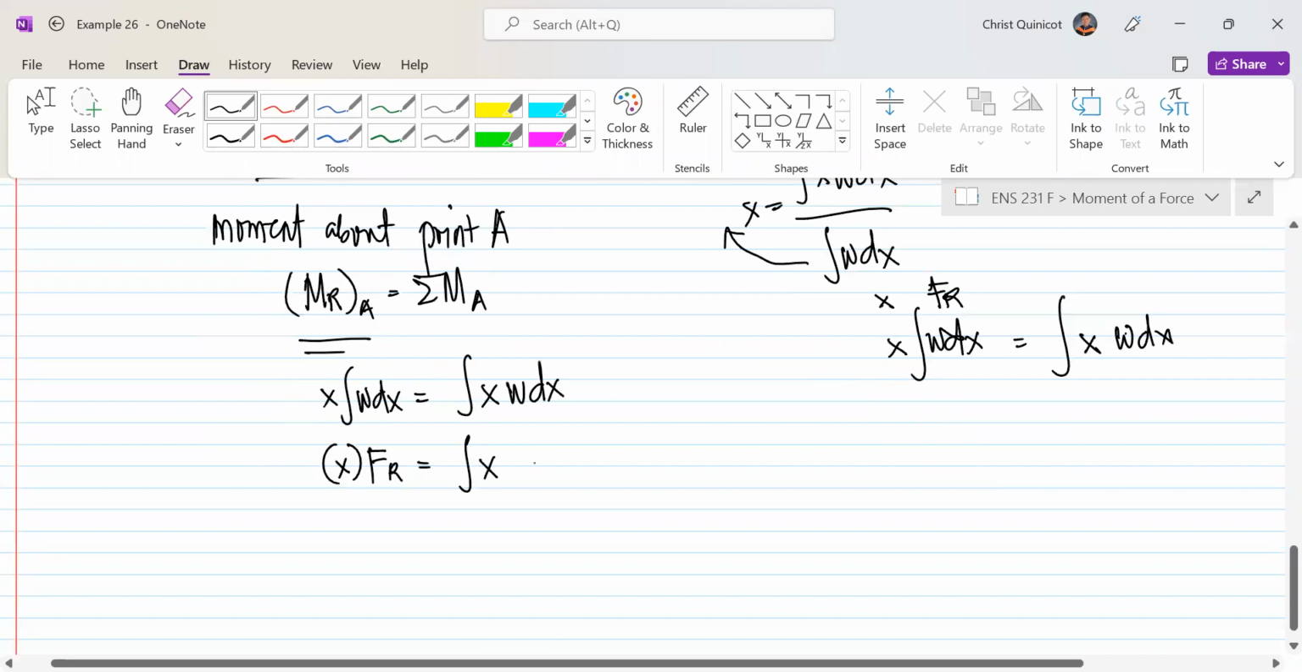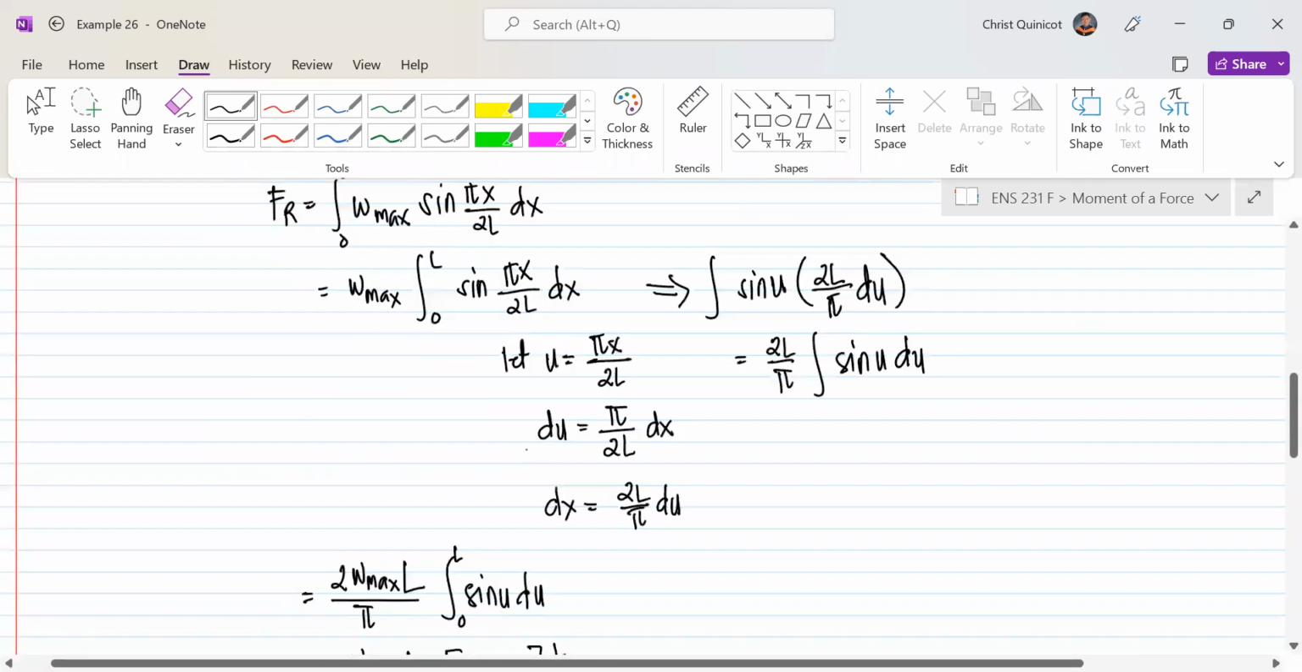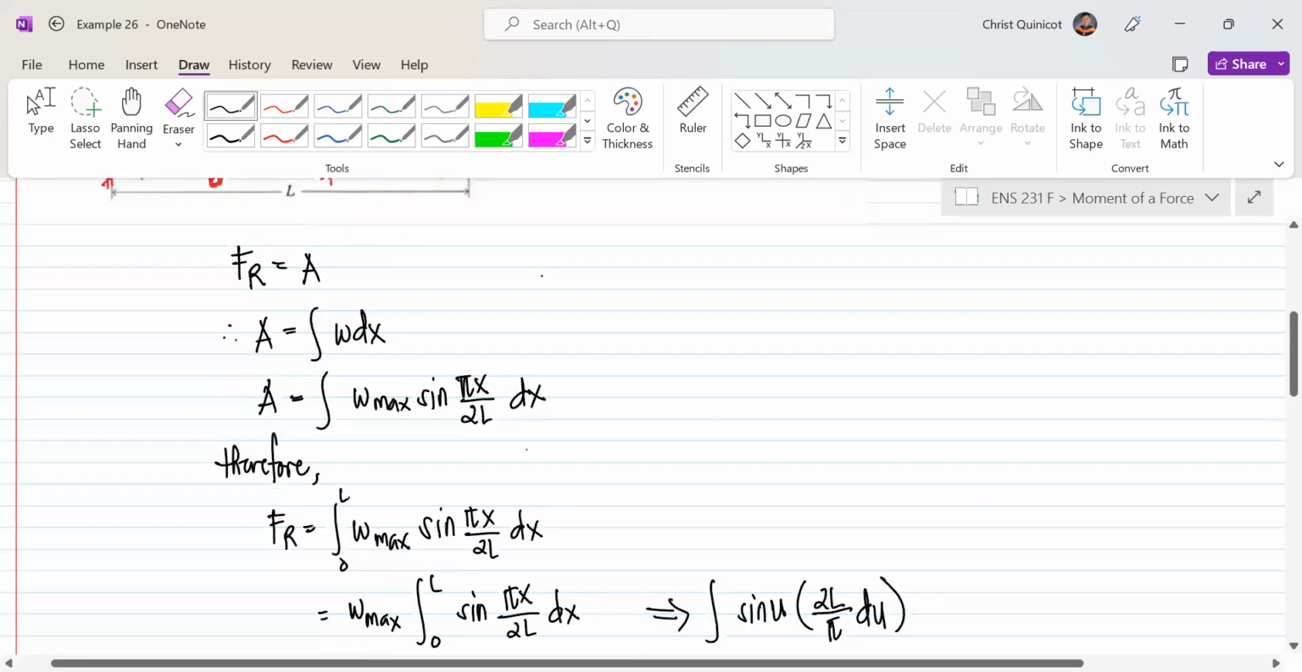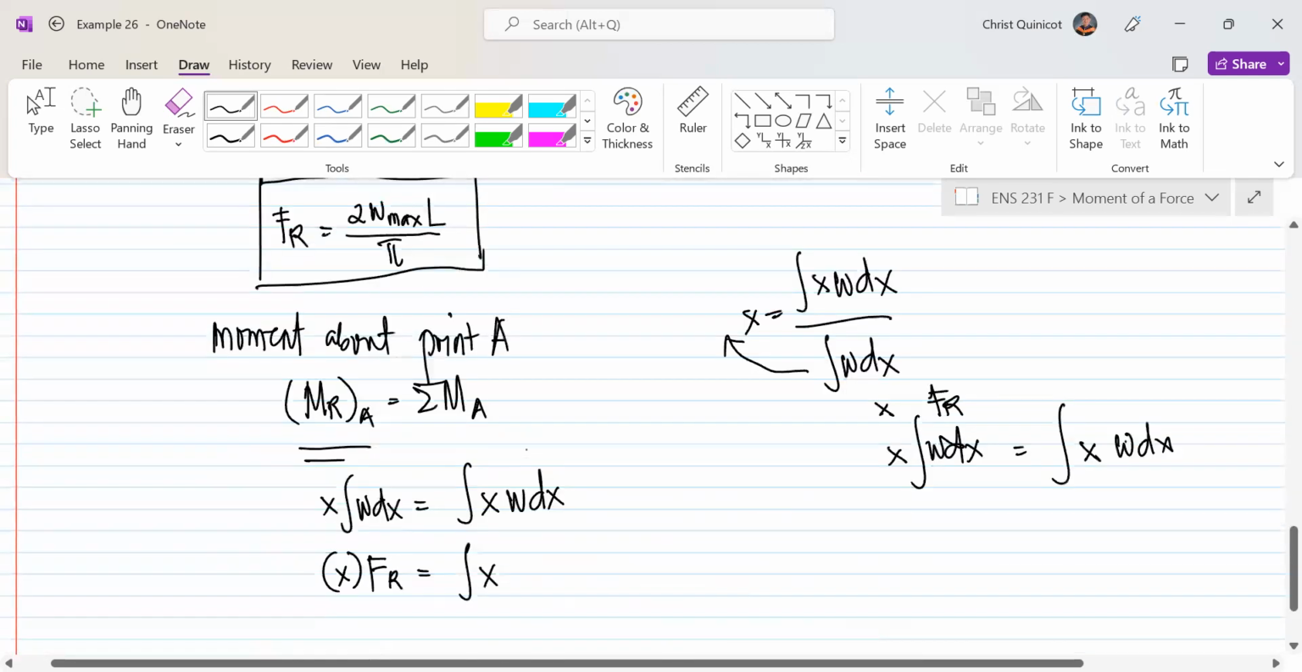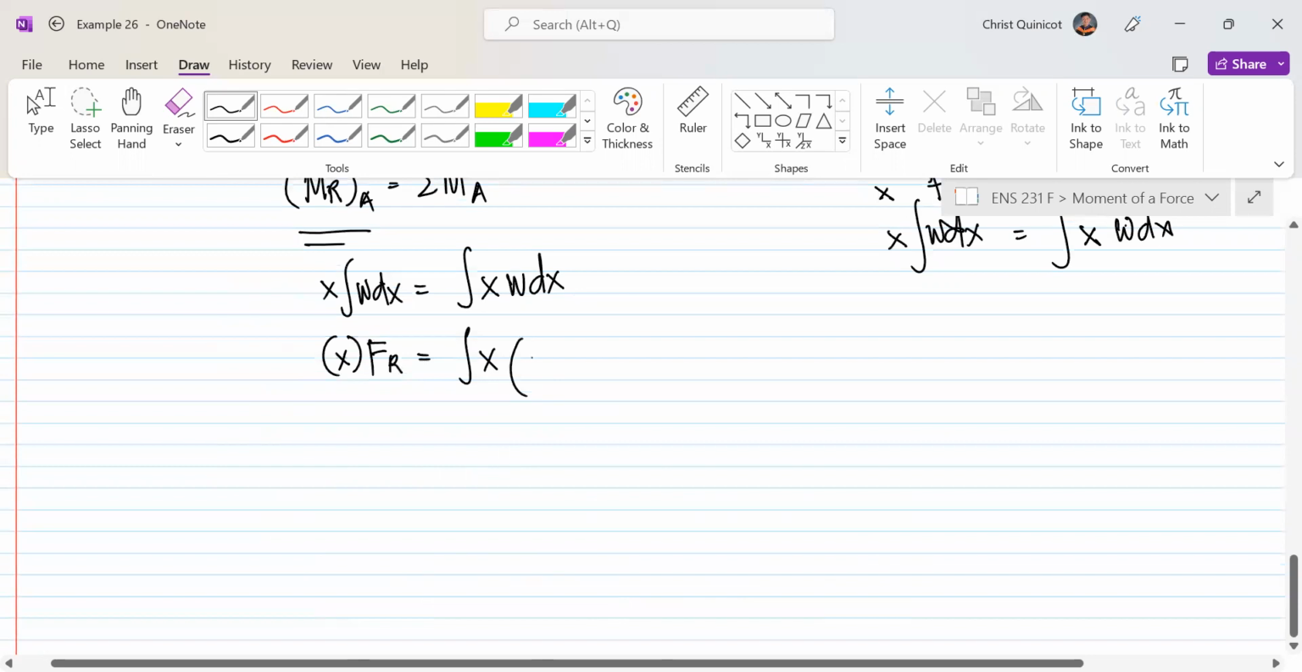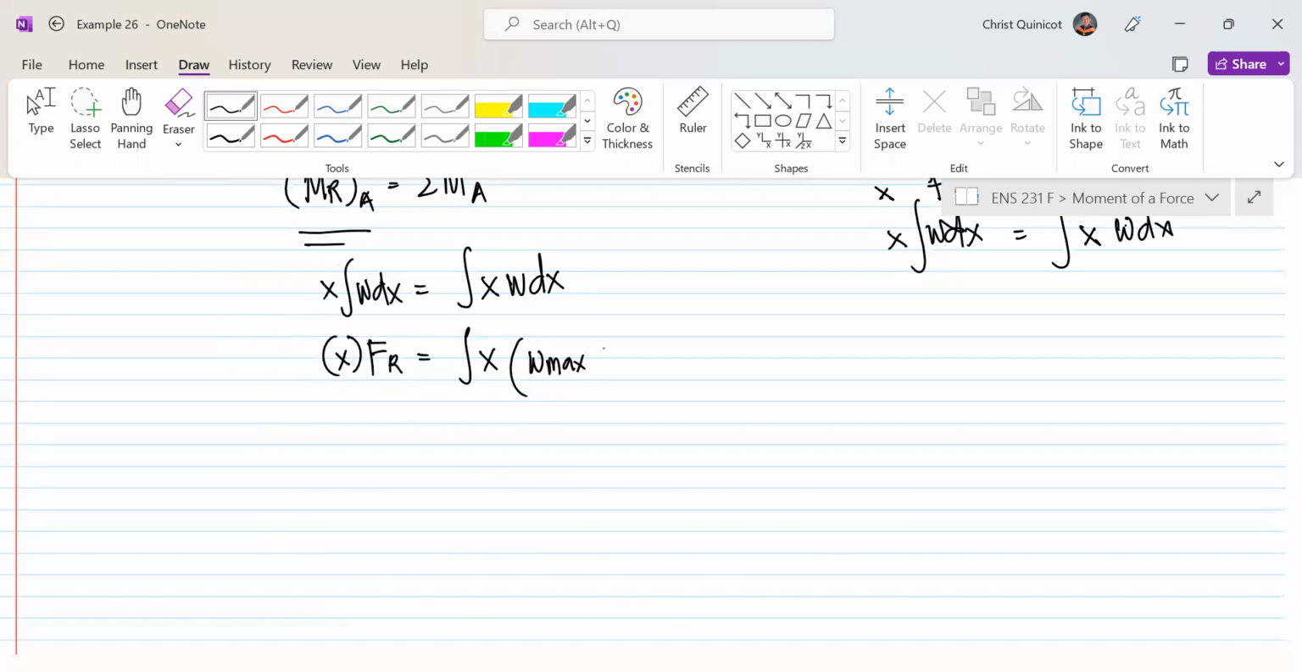And of course, our w is w max sine pi x over 2L. So this is the integral of w max sine pi x over 2L dx.